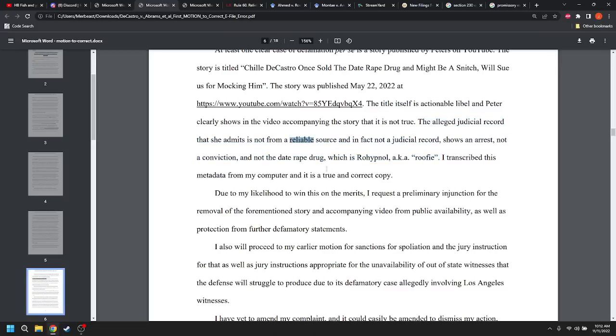And what is a reliable source, Chili? Are you a reliable source? Am I a reliable source? By what metric do you determine what a reliable source is? Again, he says things that sound like facts to him, but they're not. It's an assertion. Did Kate actually say this is not from a reliable source? Did Kate say this is in fact not a judicial record? And does it show alternative sentencing?